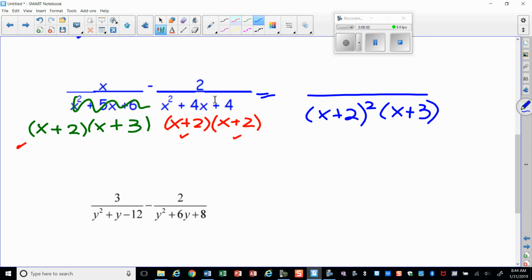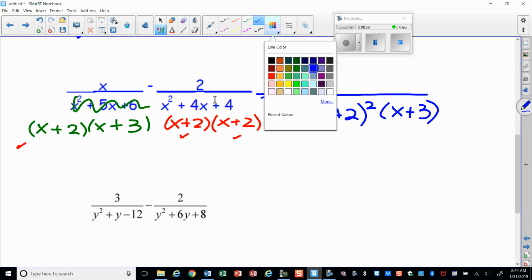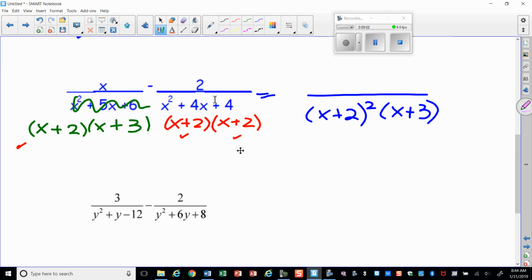And now I need to make sure that these fractions have a common denominator. All right, so what I have here is I've got to look at what's missing in this denominator. So this denominator has x plus 2 and x plus 3, but it's supposed to have x plus 2 squared. So I need to multiply by another x plus 2. So I have an x plus 2 squared. And again, whatever I do to the bottom, I have to do to the top. All right, so there's that. And then I come over here, well, this one already has x plus 2 squared, so what it needs is an x plus 3. So I'll do that to the top and bottom.